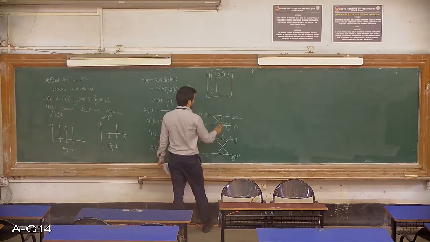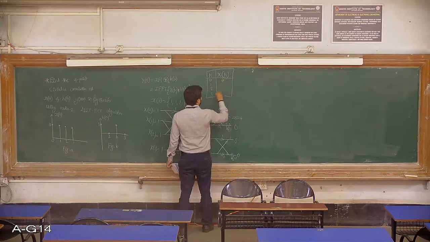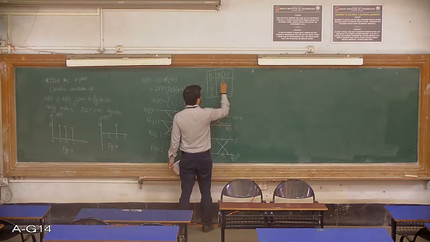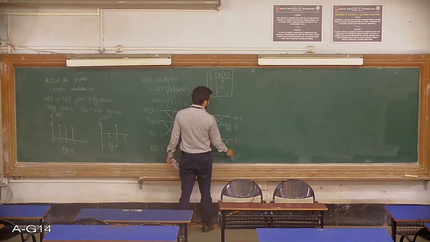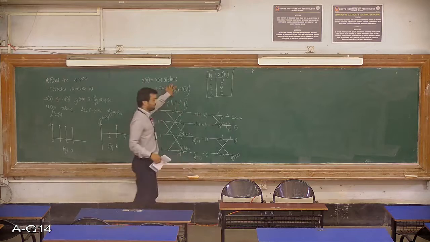When k equal to 0, the value is 4. When k equal to 1, the value is 0. When k equal to 2, again it is 0. And for 3, this is 0. So x of k we have calculated.